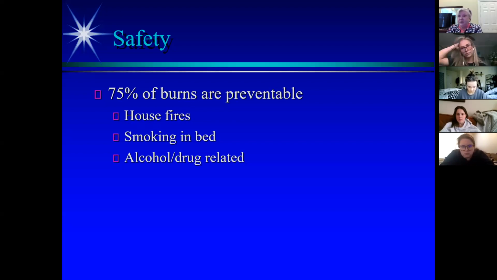We do not have a burn unit at Carolinas Medical Center. They did when I first came here in 1981. We had a burn unit, but they closed their burn unit. And so we now have to send them to Chapel Hill or South Carolina.